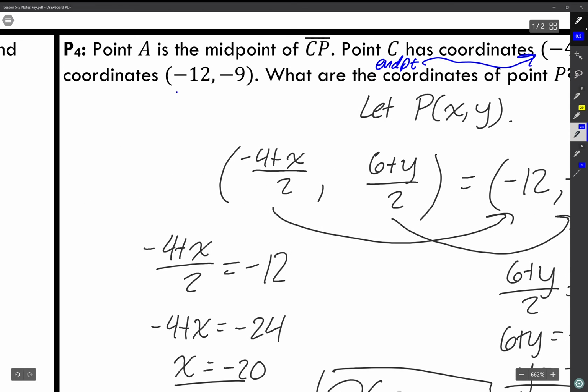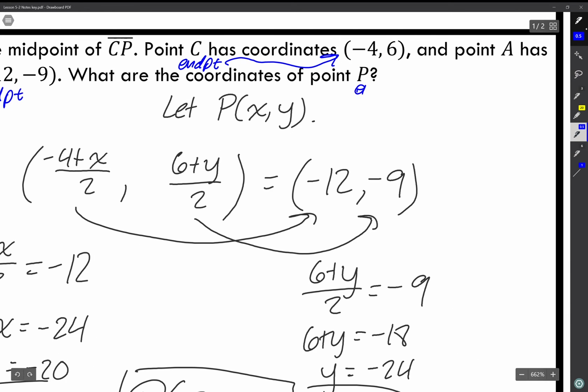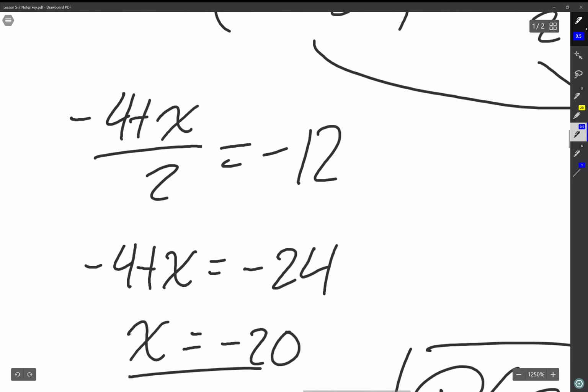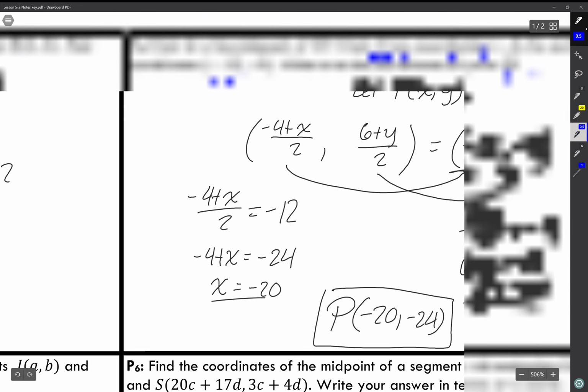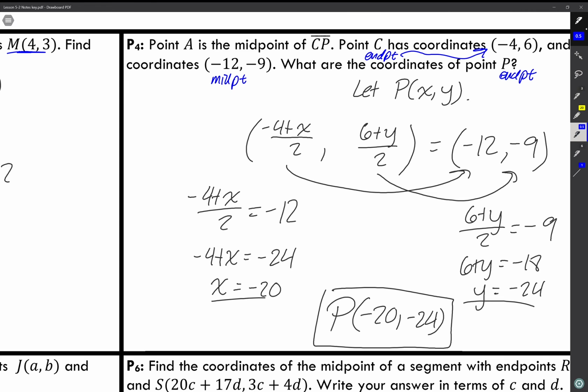This is the midpoint. And then point P is an endpoint. So what we know is we know the coordinates of one endpoint and a midpoint. We want to find the coordinates of point P, which is an endpoint. So we're doing the same exact thing we did last problem. It's just worded differently this time.